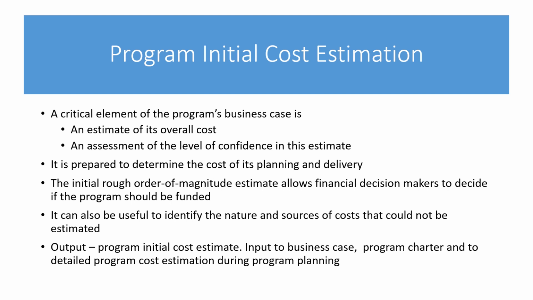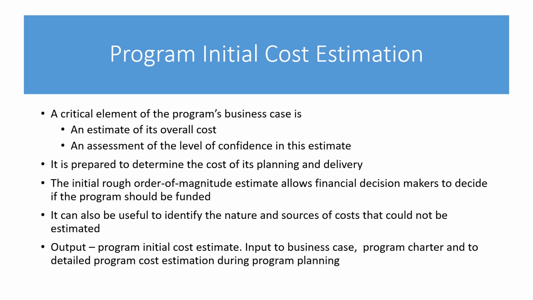Right. Program initial cost estimation is prepared to determine the cost of its planning and delivery. So how much cost you're going to spend in planning, how much cost you're going to spend in the implementation, right? The initial rough order of magnitude estimate allows financial decision makers to decide if the program should be funded or not. It can also be useful to identify the nature and source of cost that could not be estimated.